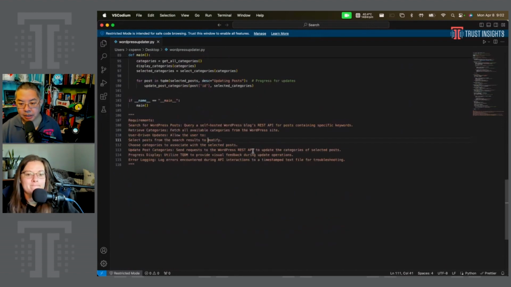As an example, I was working on a piece of code for WordPress last night, and the machine kept walking me through, what about this, what about this, what about this, do you want error logging, do you want to show progress of the task, do you want to do this? And so it basically was training me to write better requirements, because this then becomes part of the prompt for generating the code.